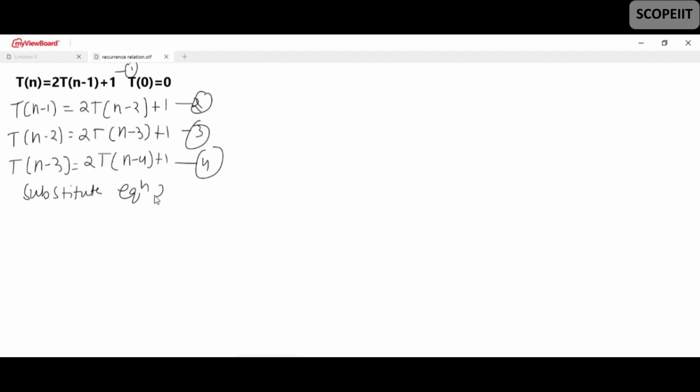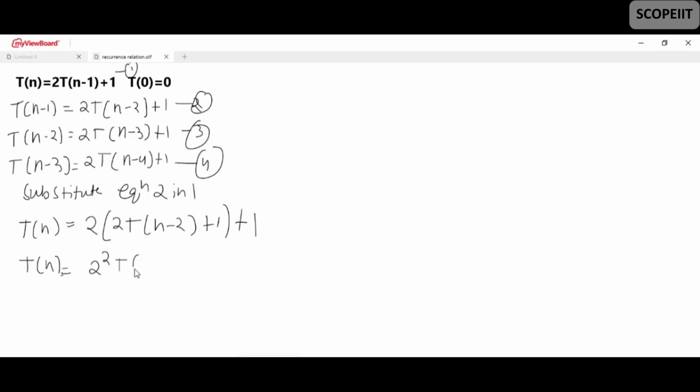equation 2 in 1. My first equation was T(n) = 2 times, in the bracket, T(n-1). So T(n-1) is replaced with this one. It will become 2T(n-2) + 1, and then this plus 1 as it is. Before that we can simplify it. 2 twos are 4, so it will become 2^2 T(n-2), and 2 ones are 2, so plus 2 plus 1. This is your equation 5.